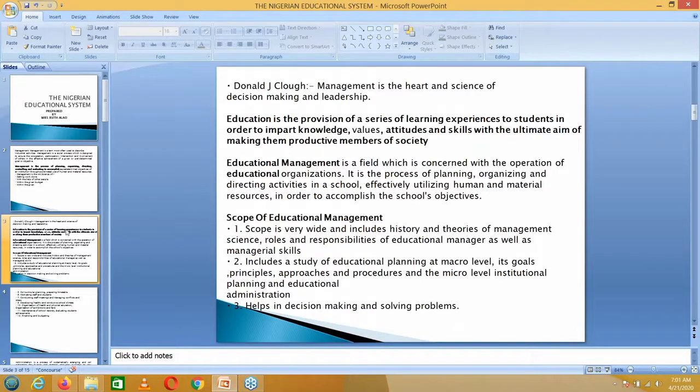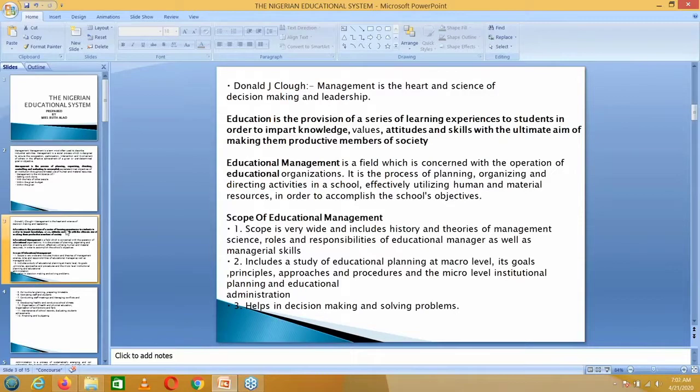What is education? Education is a series of learning experiences to students in order to impart knowledge. The essence of every form of education is to impart knowledge, to impart values, to change the attitude of the people, to impart skills, with the aim of making them productive in their various fields.